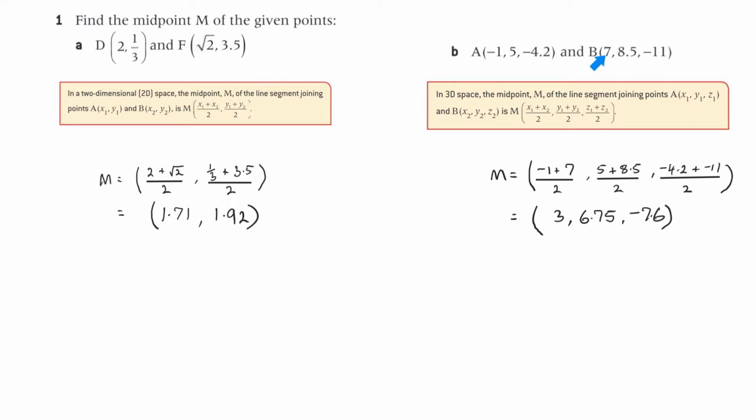-1 plus 7 divided by 2. 5 plus 8.5 divided by 2. Minus 4.2 plus minus 11 divided by 2. And that gives us an x value of 3, y value of 6.75, and a z value of minus 7.6.